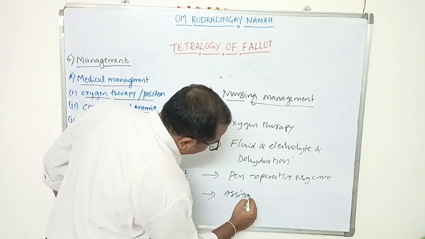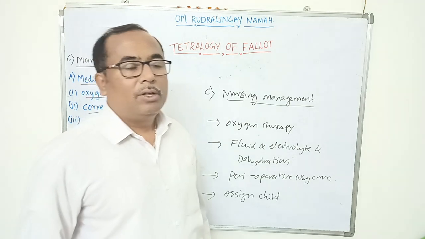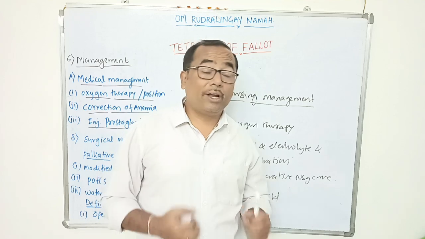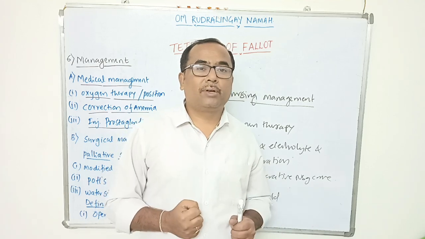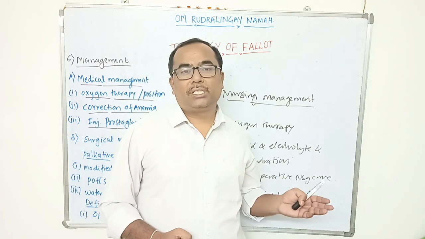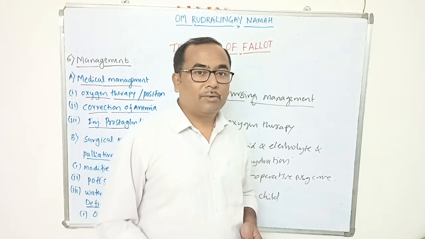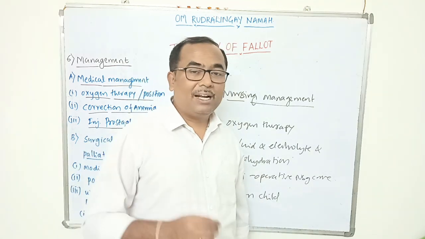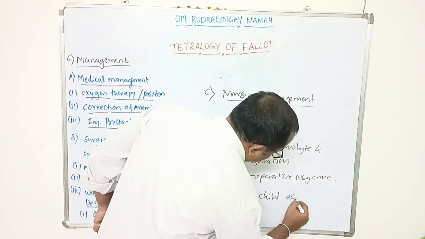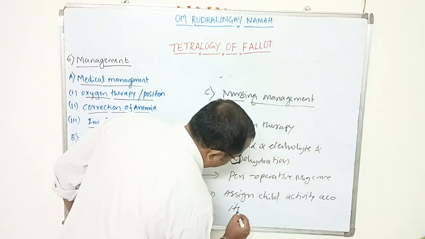And next one is we have to assign the child activity according to its tolerance. The child usually uses squatting positions whenever it does not tolerate the activity. So to correct the hypoxia, we need to give a knee chest position to the child whenever the child is having activity intolerance. So we need to assign the child activity according to its tolerance.